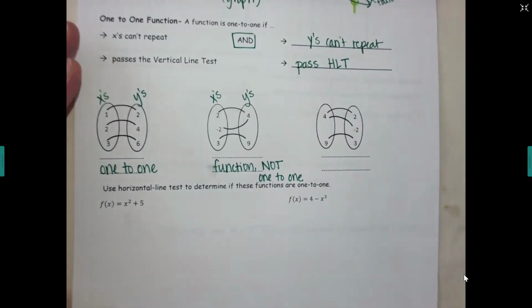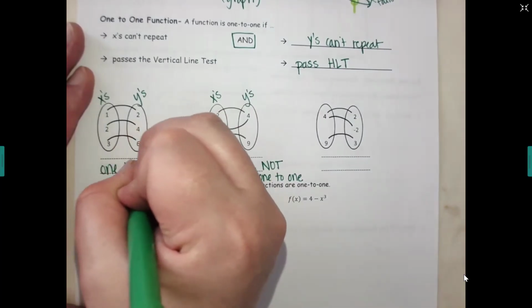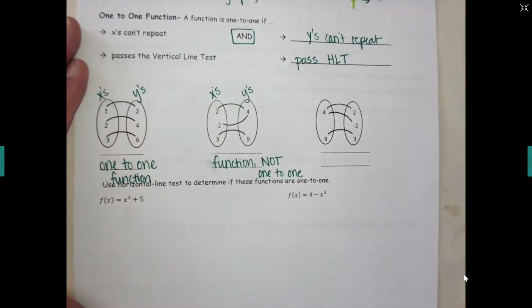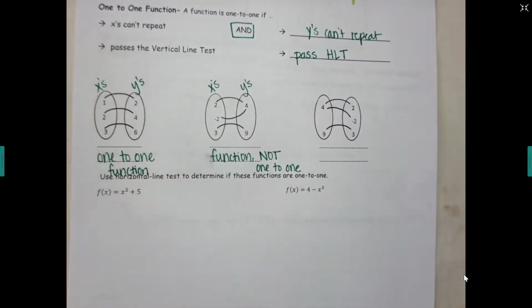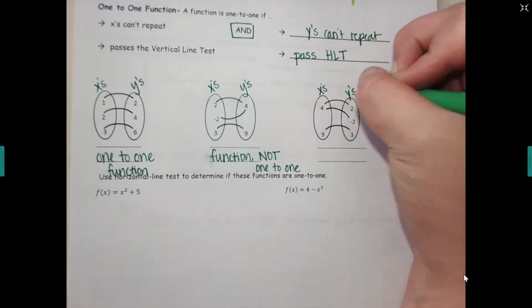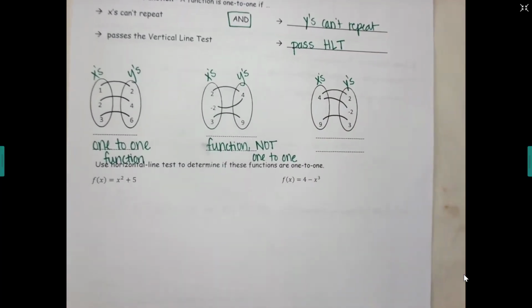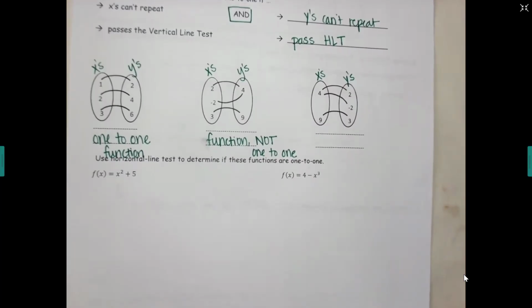And then for that first one that we wrote, I'm going to add one-to-one function. That way you can tell that it's both. Now look at the third one. Remember, the first circle is your x's. The second circle is your y's. Do any of my x's repeat?